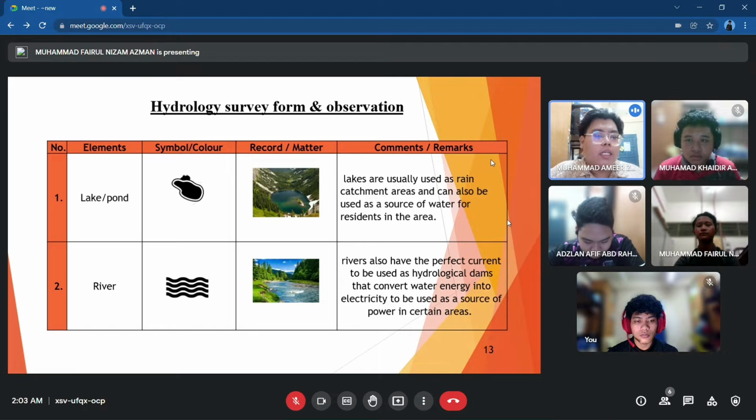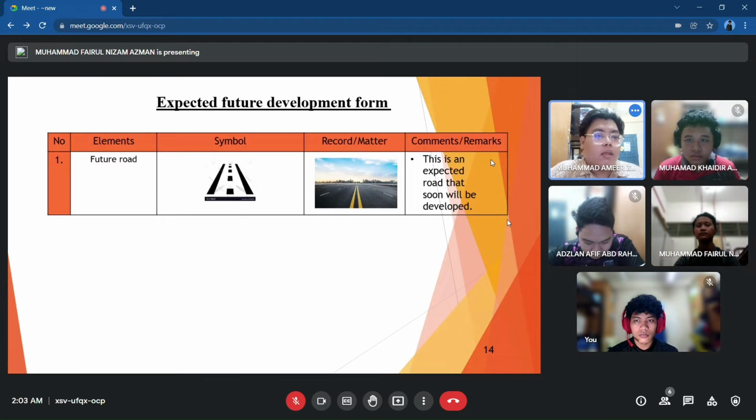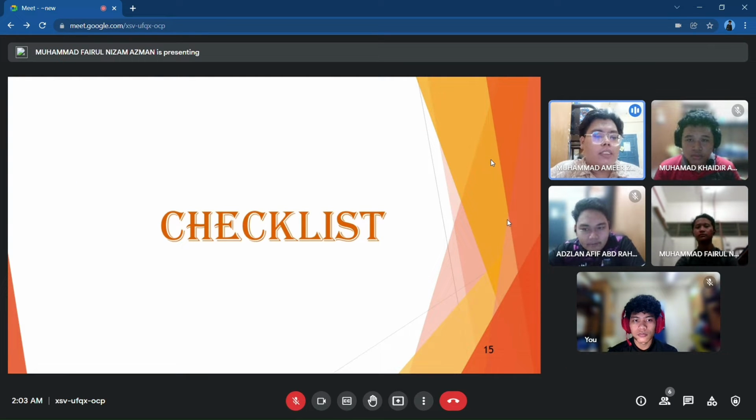And lastly is expected future development. The element is future road. This is an expected road that will soon be developed. This is for the survey form. I will pass the next slide to the next presenter, Khairil.